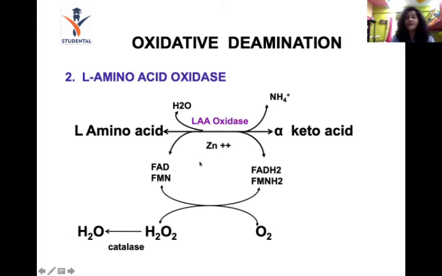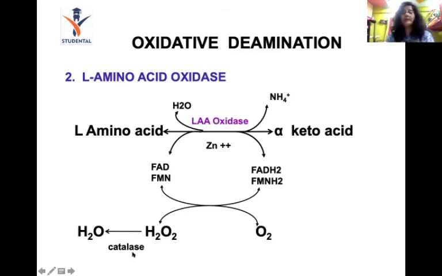Again, it can use FAD and FMN both. So in oxidation, this FAD is converted into FADH2 while FMN is converted into FMNH2. Now in this process of conversion of FMNH2 to FMN again, H2O2 is released and this H2O2 is neutralized by enzyme catalase.